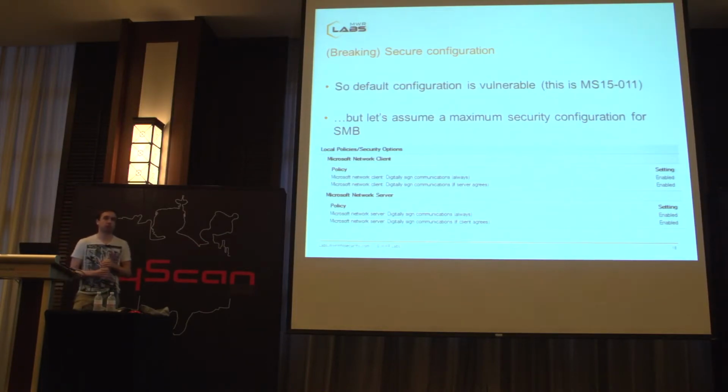My original assumption was that Microsoft may have responded to that by saying, okay, fair enough, that's a default configuration that's vulnerable, but it's perfectly possible to change the settings and have a more secure configuration. So then I began looking into what would be the case then. So let's assume a maximum security configuration for SMB. So on all endpoints, we've got SMB signing required.